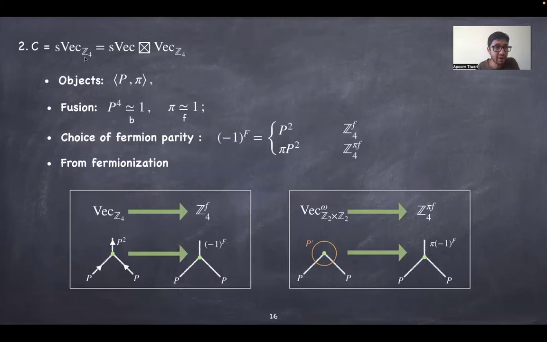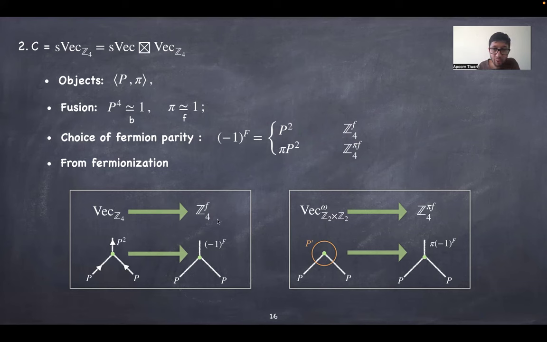Next, we could look at SVec Z4. Here, the objects are generated by P and π. P to the power 4 is bosonically isomorphic to the identity. π is fermionically isomorphic to the identity. And there are again two choices of fermion parity. One is P squared, the other is πP squared. They're related by stacking an Arf theory. And they come from two different categories upon fermionization.